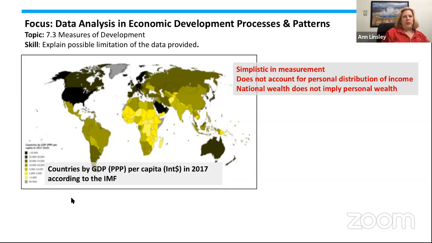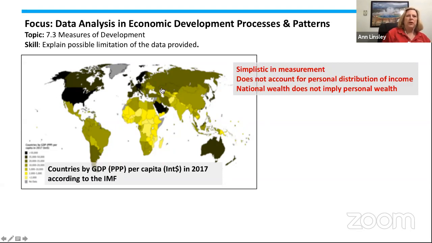All right, so in the last unit, which is on development, this is where we start to hit the type of analysis that has to be done in terms of explaining the possible limitations of the data provided. I've been talking about that on some of these, but specifically here, we want to look at what is skewing our perception of this data.